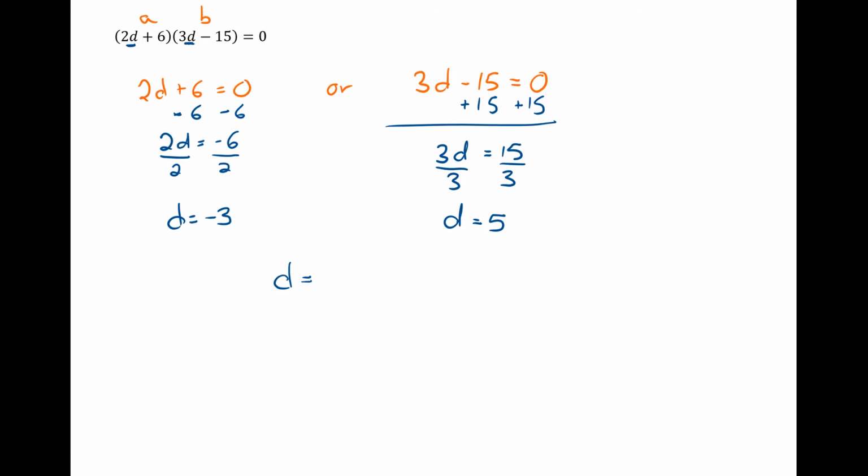But again, I have two solutions here. d is equal to negative 3 and 5. Either of those values that I plug in for d will make the equation work. It'll make the left equal the right.